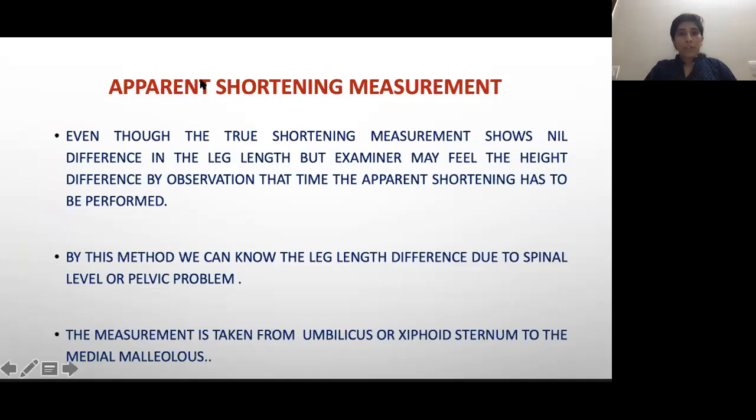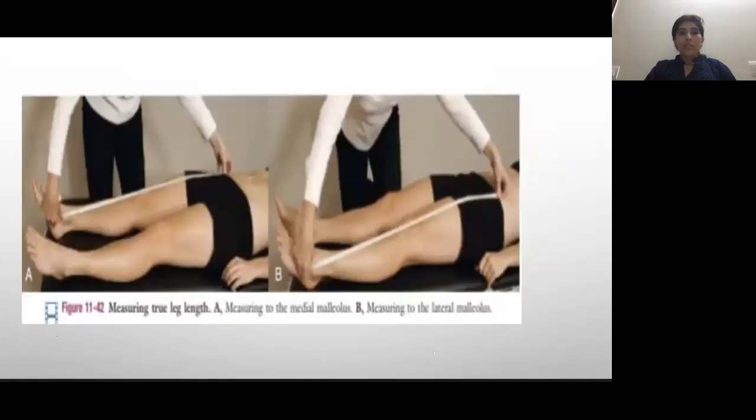So if the person is having any issue at the spinal level or at the pelvis, whether any pelvic drop, excessive pelvic tilt, or any spinal deformities, then the apparent shortening of the limb will be seen. So the measurement is taken from the umbilicus or the xiphoid process of the sternum to the medial malleolus. Okay, so we'll see the images.